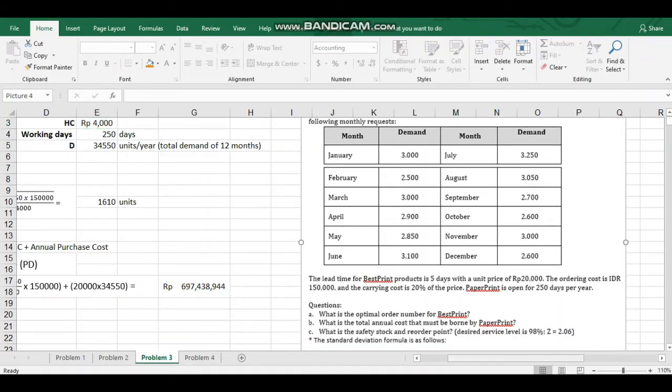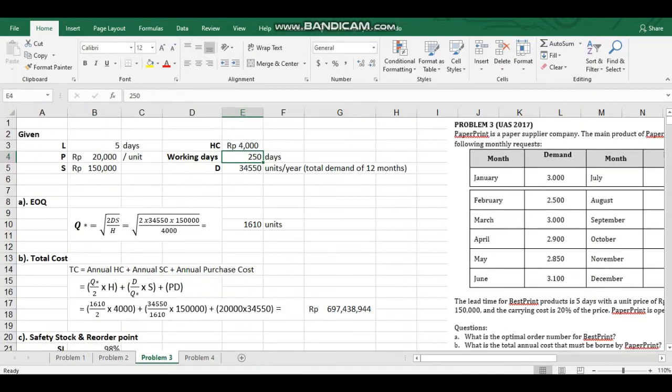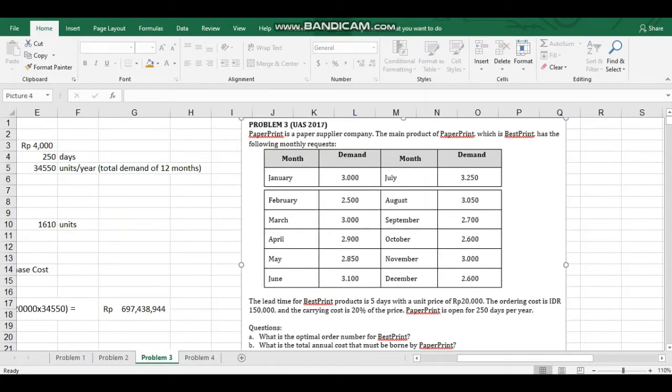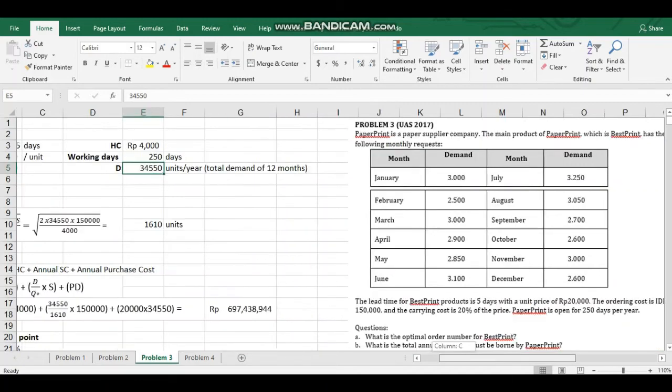And Pepperprint is open for 250 days per year. Okay, so the working days is 250 days. And to find the annual demand, we have to sum all of the demand in this table, and we finally have the number of annual demand. Okay, that's the total of demand in 12 months.